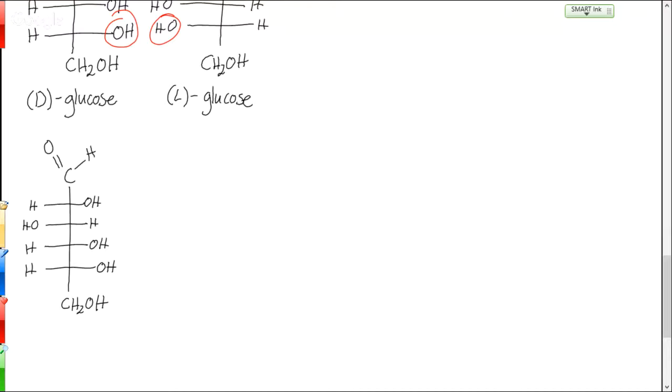All right. So here's what happens. The OH near the bottom, the one that we've been using to tell D and L apart, this one here, actually reaches around and connects to the carbon of the aldehyde. And that turns the aldehyde into an alcohol.